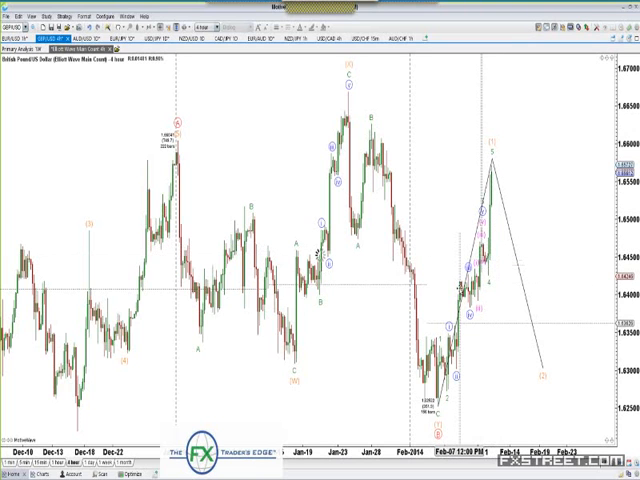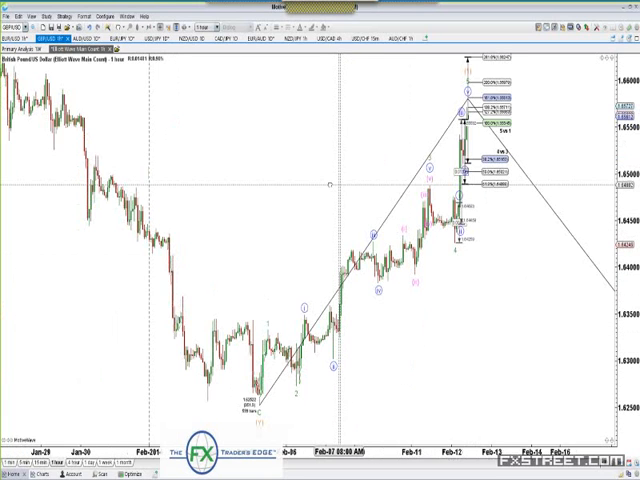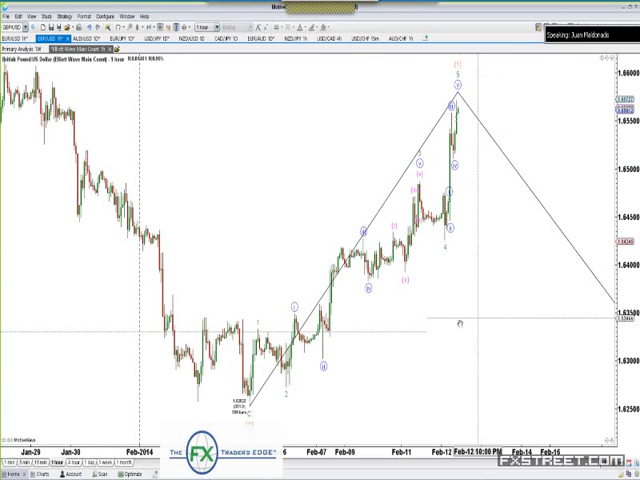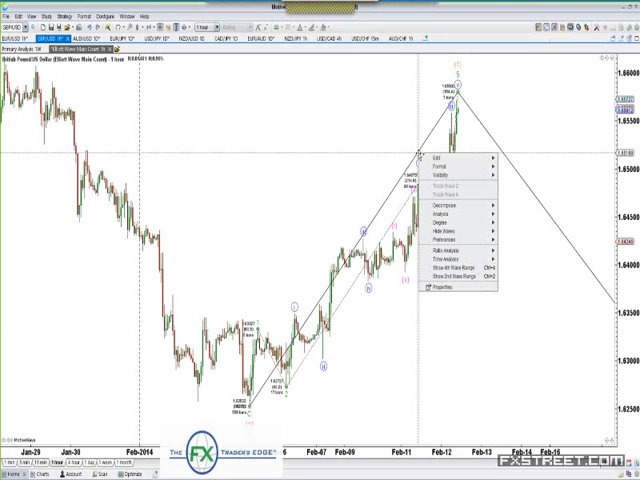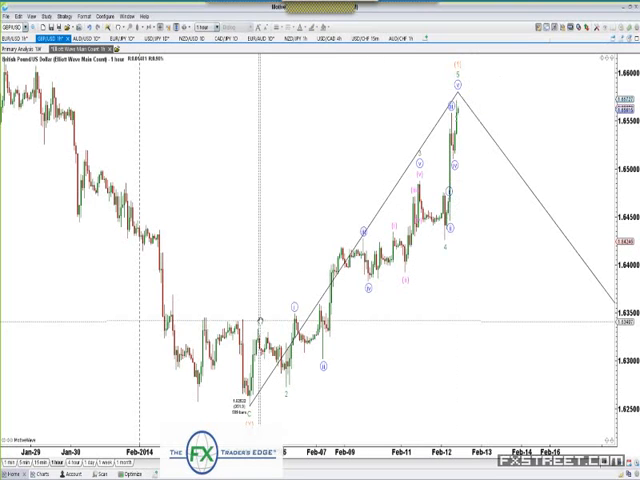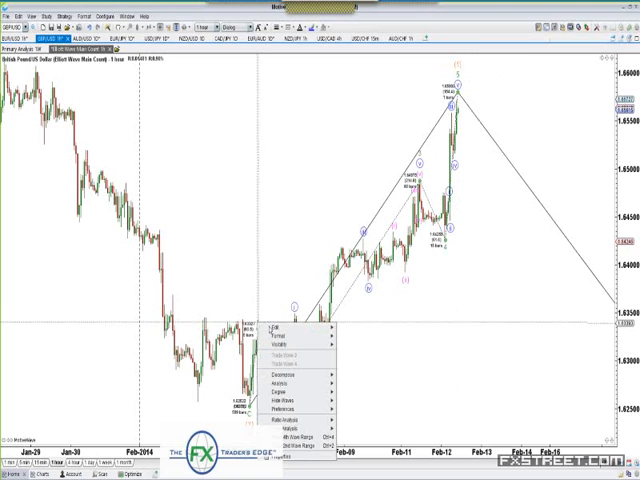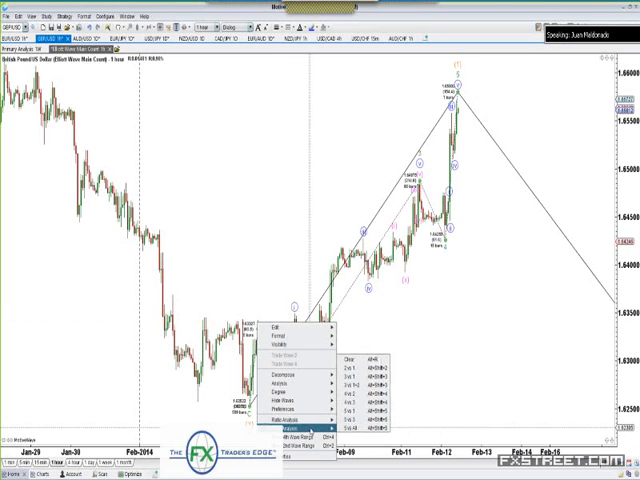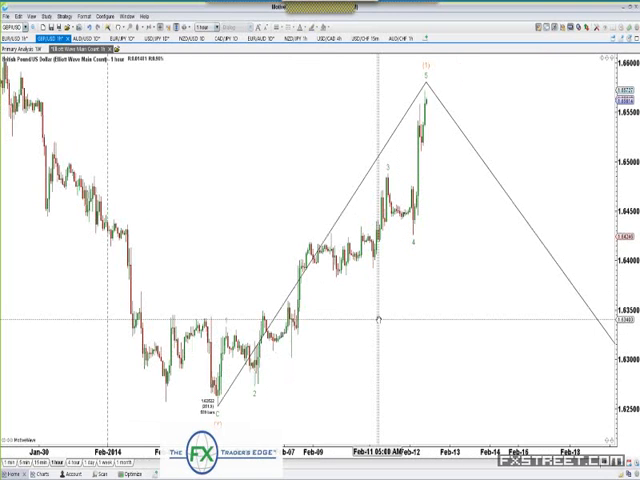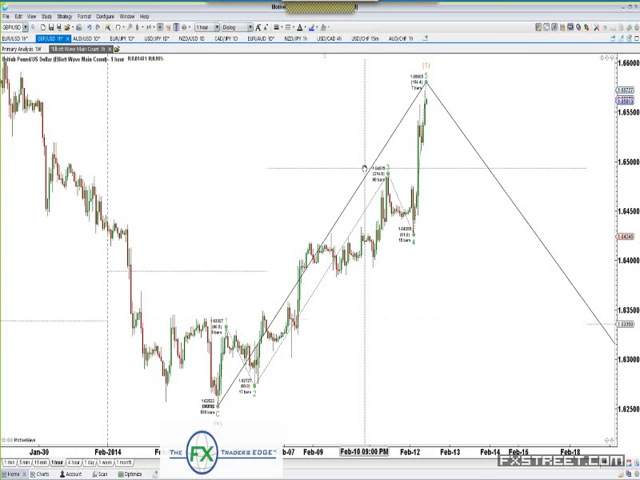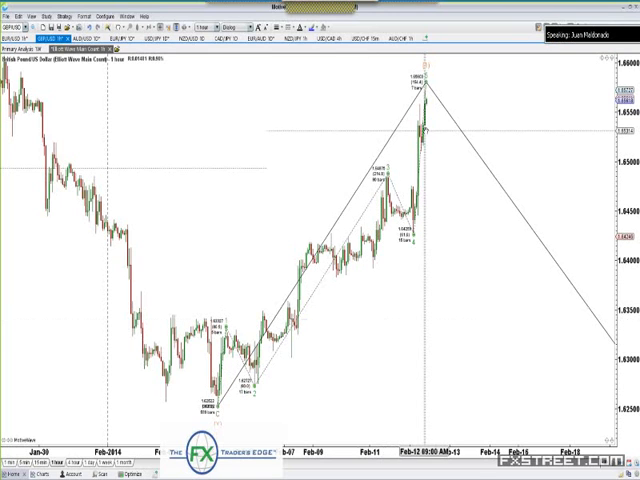And I would like to focus here on the hourly chart. I'm going to hide my Fibos to make this very clear. And I'm going to hide also some of the waves. Okay. Great. This kind of structure is the most simple with the wave theory, because we have 1, 2, 3, 4, and 5.